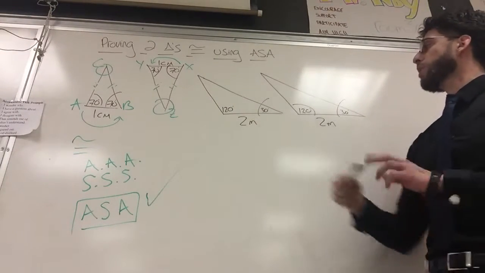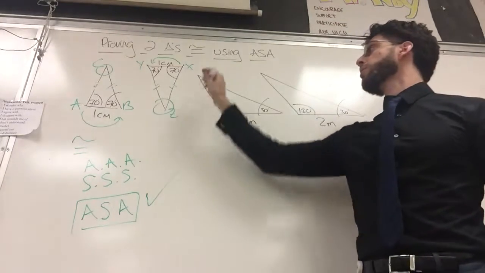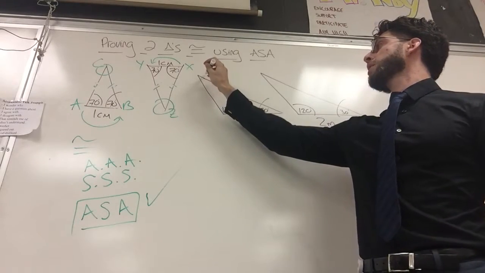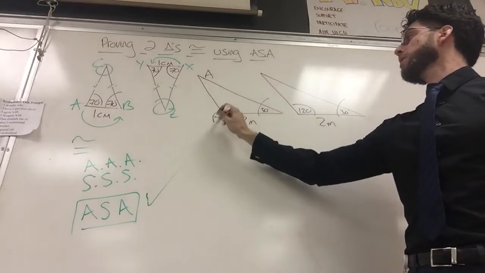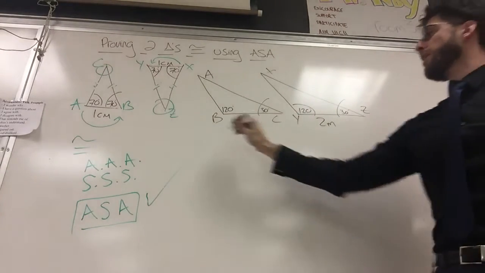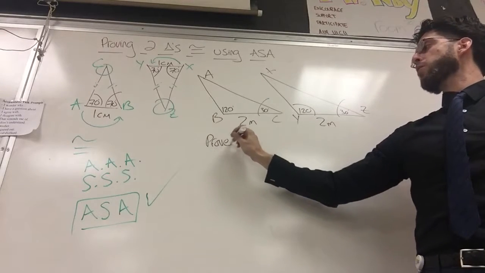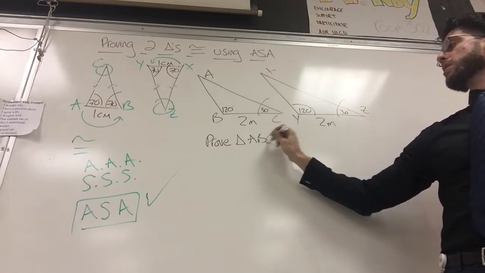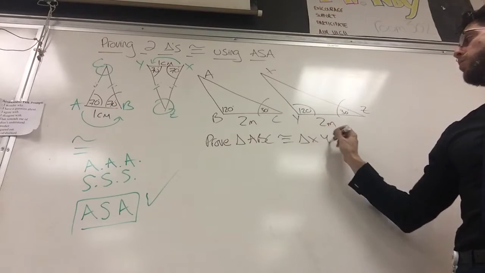Take a look at these two, and I'm going to give them different letters just for fun. So again, let's go ABC and XYZ. And the question might be simply, prove triangle ABC is congruent to triangle XYZ.